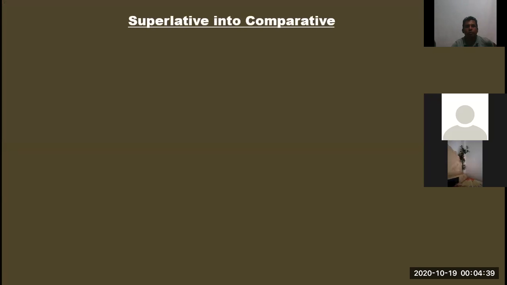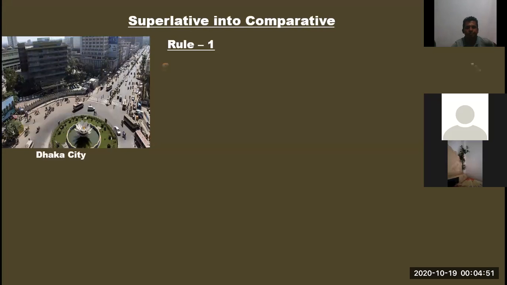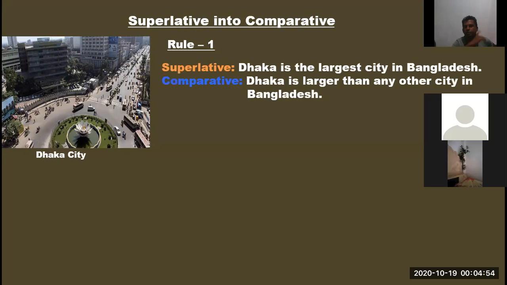Now come to superlative into comparative: how can we convert superlative into comparative? Rule 1. The example of superlative is Dhaka is the largest city in Bangladesh, and its comparative is Dhaka is larger than any other city in Bangladesh. Here the subject is Dhaka, the verb is, and the comparative form of the adjective is larger, then we must put than. After the comparative degree, we must put than. Then any other or all other is used here.